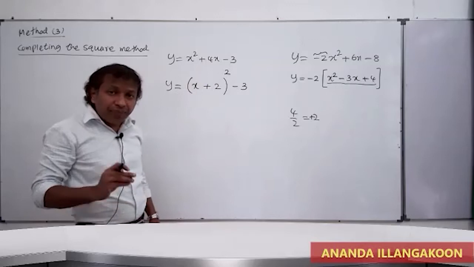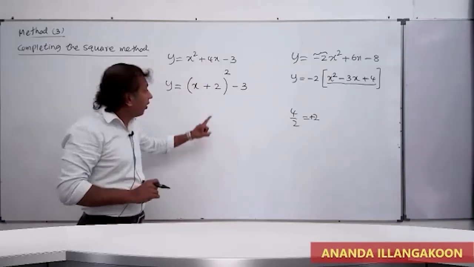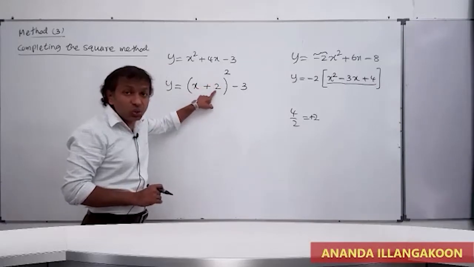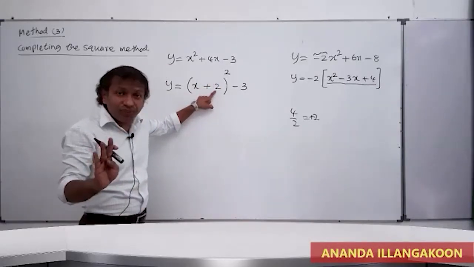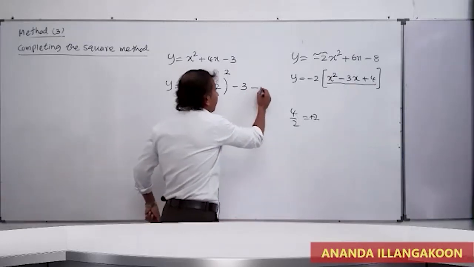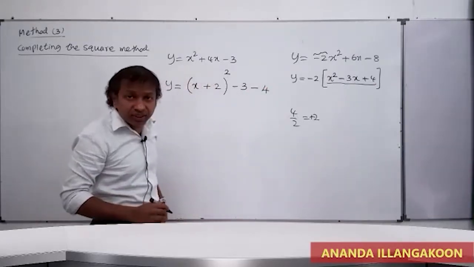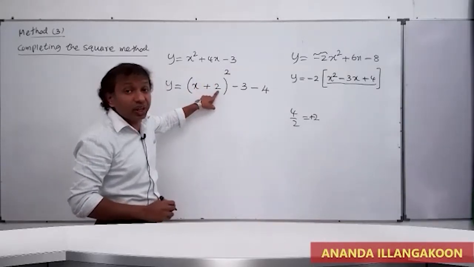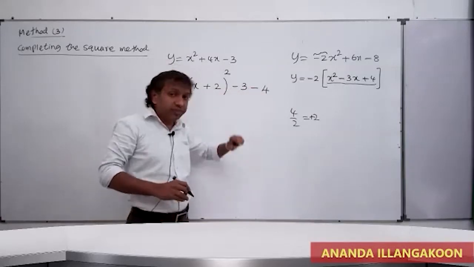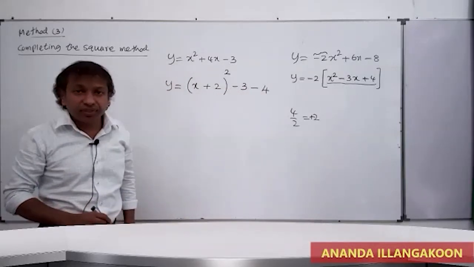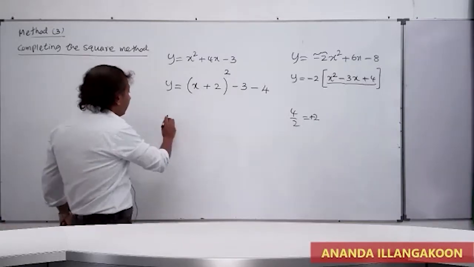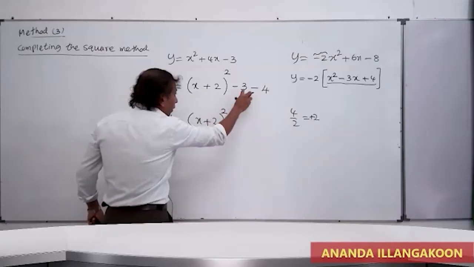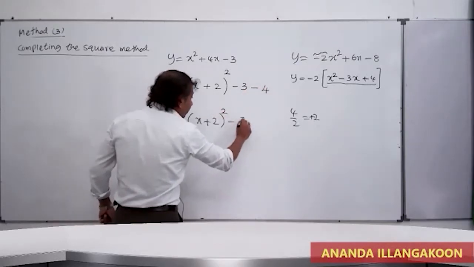Right. The last step. Square this. 2 squared, what? 4, no? That one you have to subtract. What you subtract is the perfect square of this 2, squared, 4, no? That we subtract. That's all. Then simplify this. y equals x plus 2 whole squared, minus 3 minus 4 is minus 7.